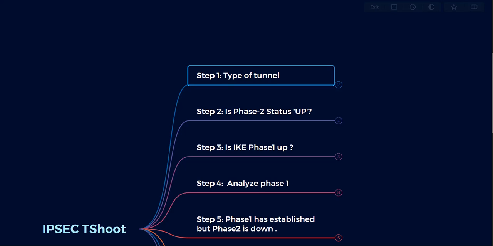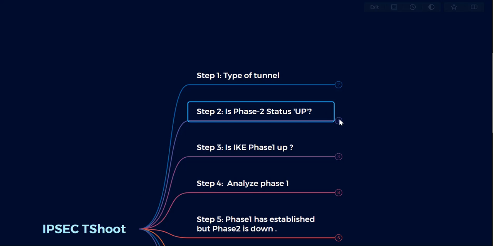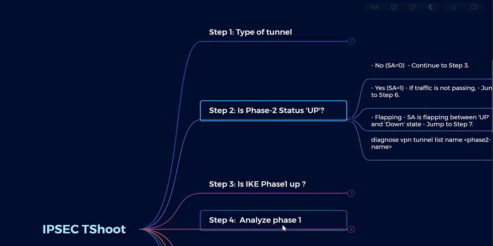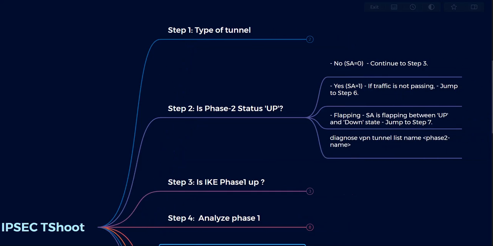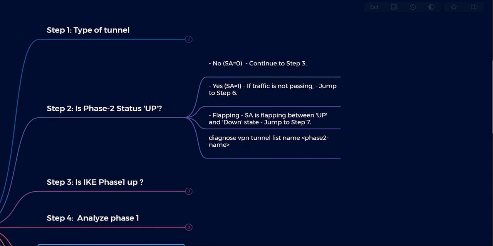Okay, that's one of the basic ways, the easiest way, to figure out the problem with any VPN tunnel. Now, when I ask whether phase 2 is up, you would basically have certain answers to it. Let's see what those answers are. If the security association or the tunnel is not up, if phase 2 is not up, you need to continue with step 3, which is, forget about phase 2.